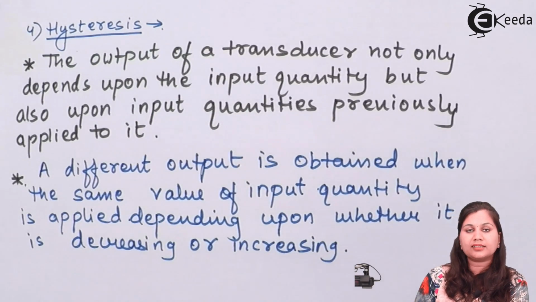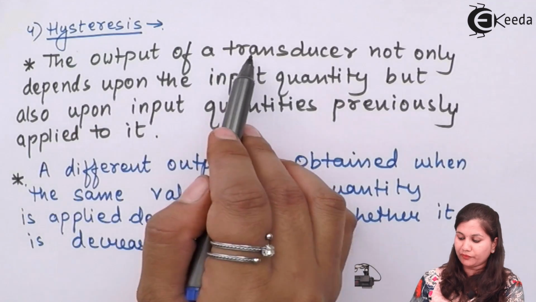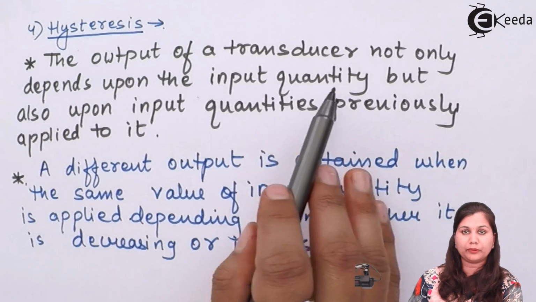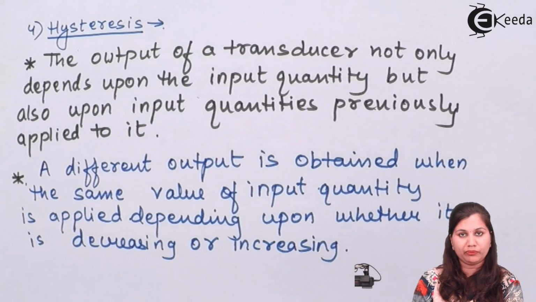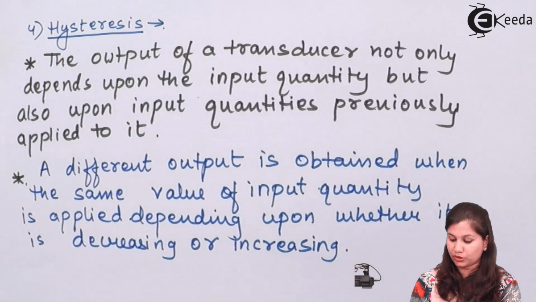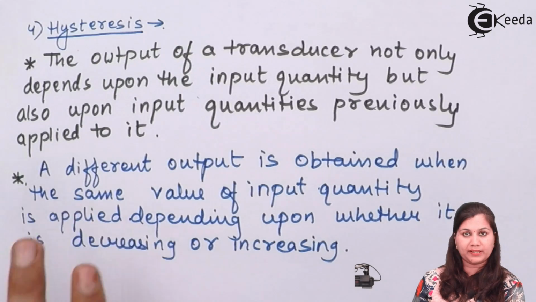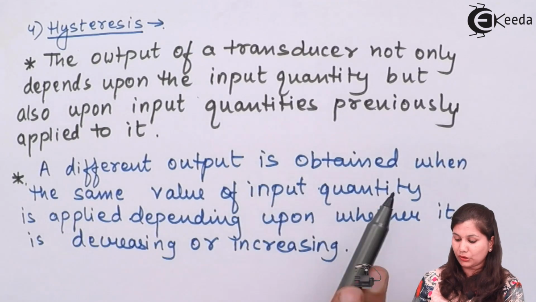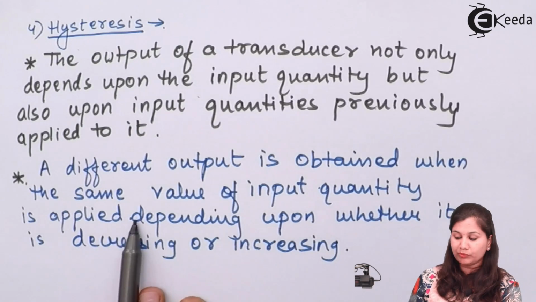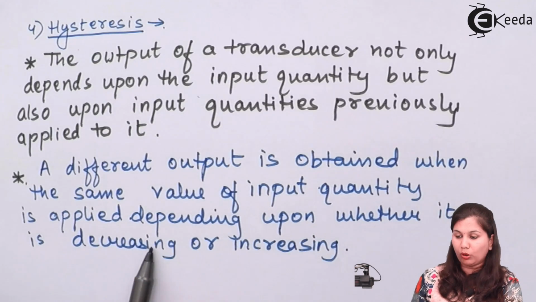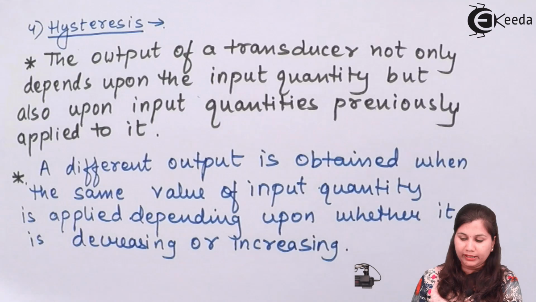So hysteresis occurs when the output of the transducer depends not only upon the input quantity but also upon the input quantities previously applied to the transducer. In those cases, a different output is obtained when the same value of input quantity is applied, depending upon whether the input quantity is decreasing or increasing.